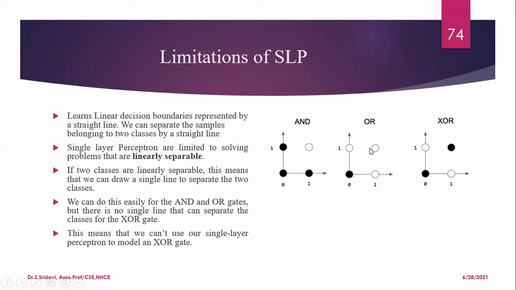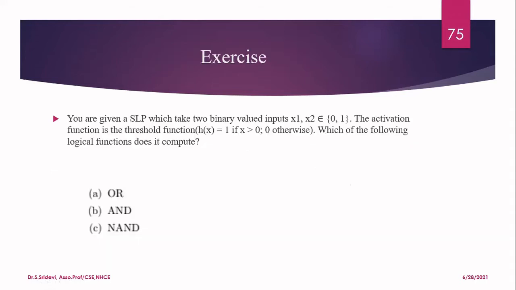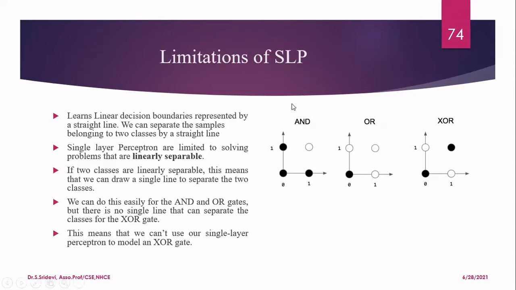Similarly, for the OR gate, the output will be 0 when both the inputs are 0. For all the 3 other cases, it will be 1. Now, if you consider these two diagrams, you can separate the positive classes and the negative classes from each other by means of a straight line. Let me draw a straight line here. When I draw a straight line here, I can separate positive and negative classes. Similarly, for the OR gate also, if I draw a straight line here, I can separate positive and negative classes.